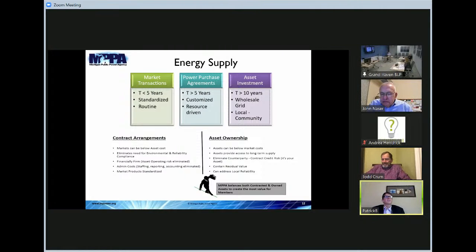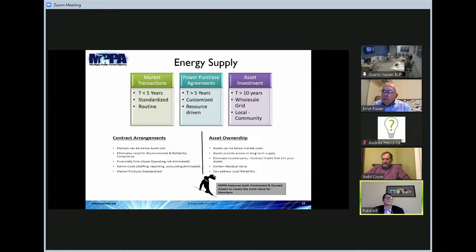And then there's asset investments. Those are typically 10 years or longer. They could be wholesale grid resources, which are connected to the transmission system, or they could be local community investments like you're talking about with Harbor Island. So MPPA's job really is to balance both contracted and owned assets to create the most value for members.